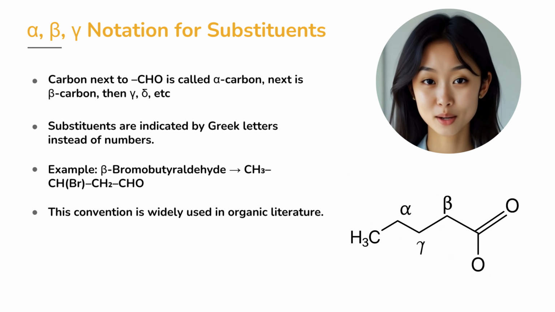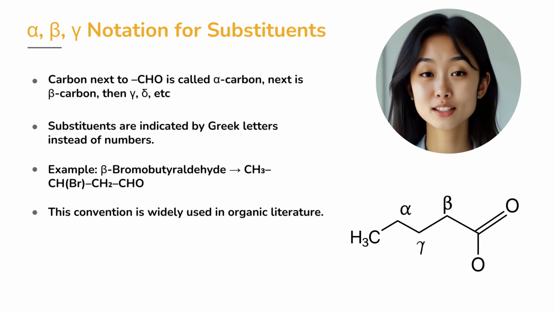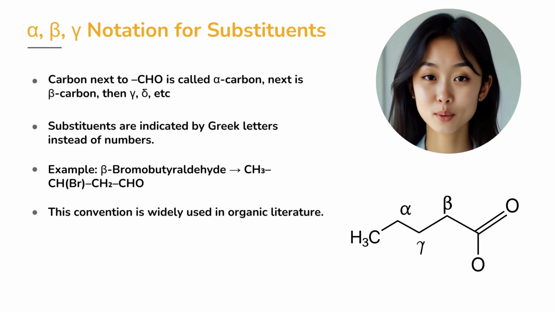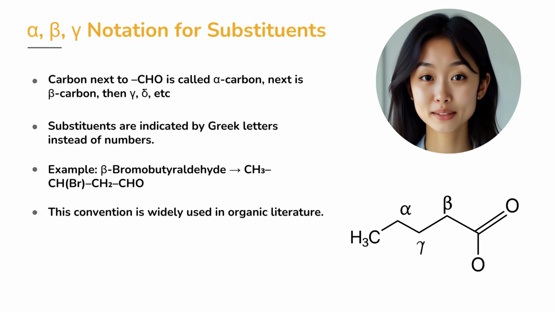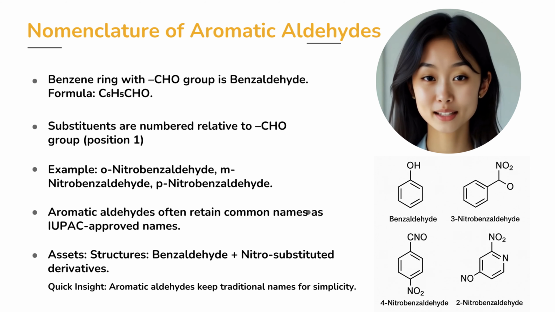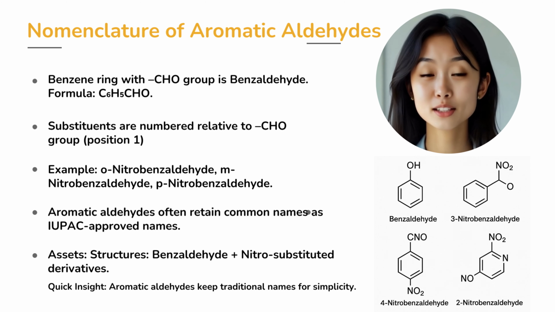Substituents are described accordingly. For example, in the compound CH3CH with bromine on the second carbon, then CH2CHO, we call this beta-bromobutyraldehyde. This convention is extremely handy when talking about reactivity patterns because reactions often involve the alpha or beta carbons. Finally, let's consider aromatic aldehydes.